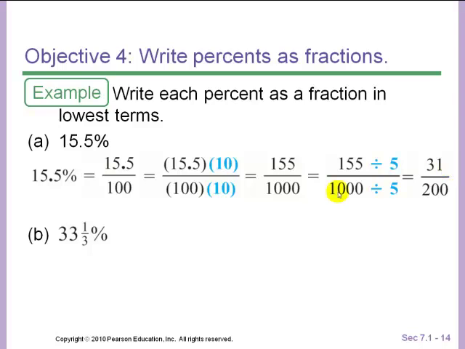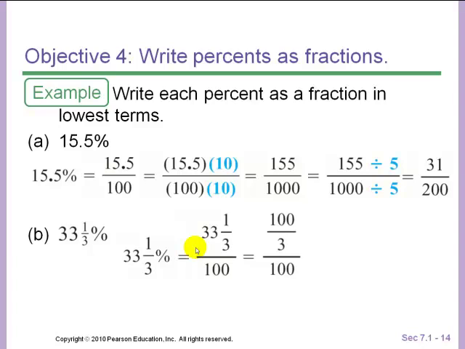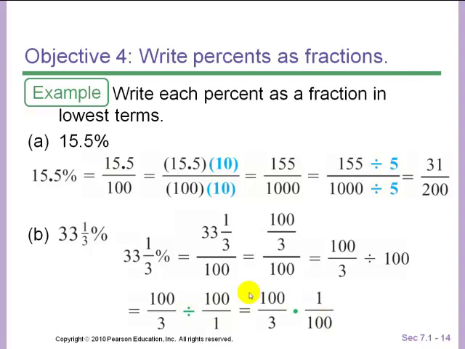B, 33.33%. So this is 33.33 over 100. Remember that this is just a division, so we can rewrite it as 100 over 3 divided by 100. And 33.33, if we convert it to an improper fraction, is 100 over 3. Then divided by 100 means you multiply by its reciprocal. In this case, the hundreds cancel out, and we get 1/3. So 33.33% is simply 1/3.